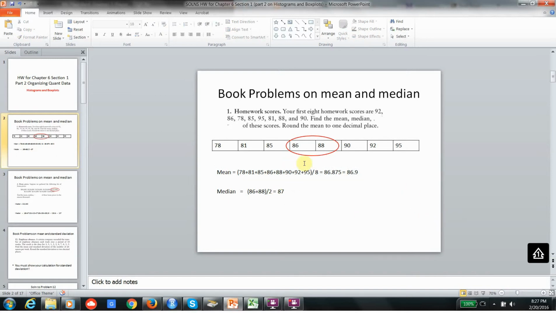Okay, then they ask for the median. Well, I have 8 data values. I have an even number, so I have 2 middle values, 86 and 88. I take the average, I'm going to get 87. Okay.